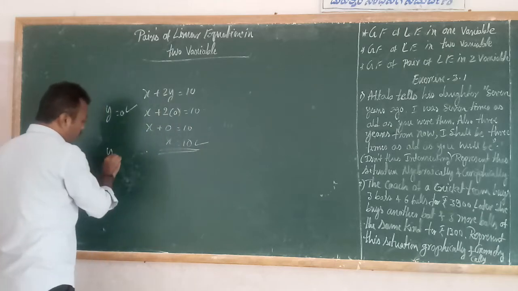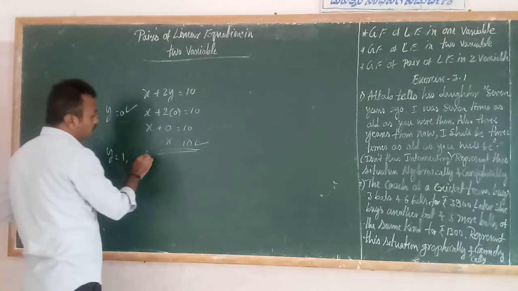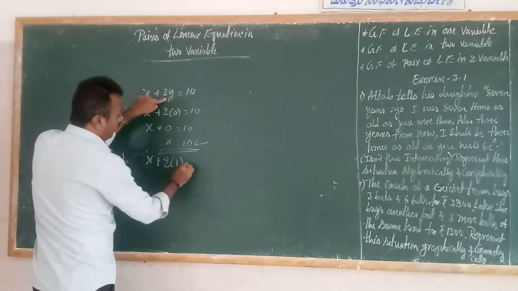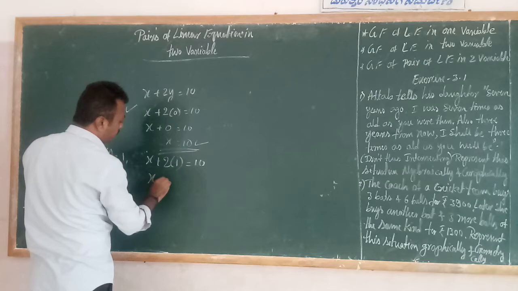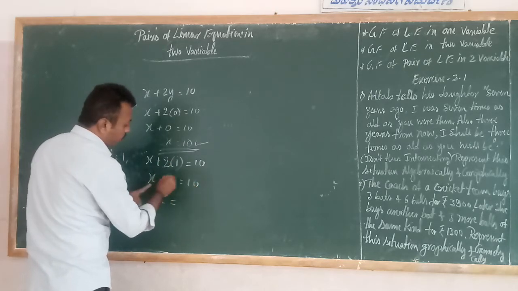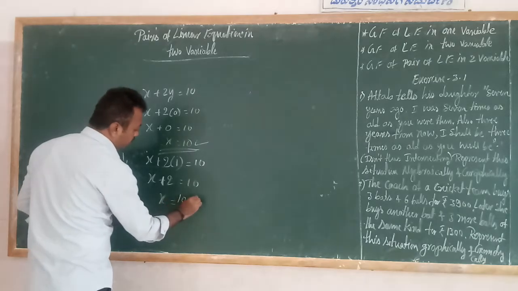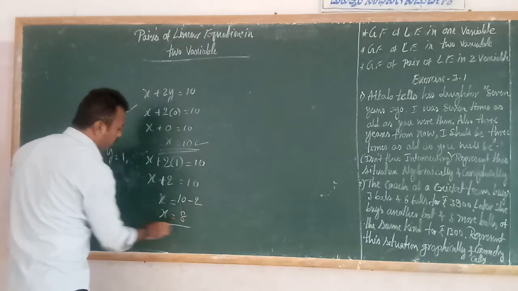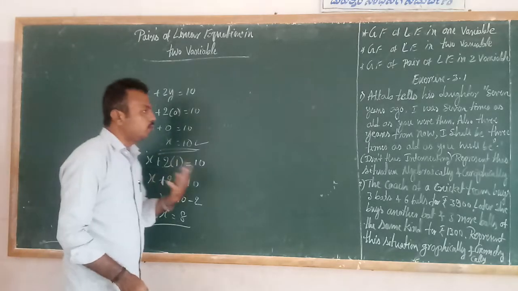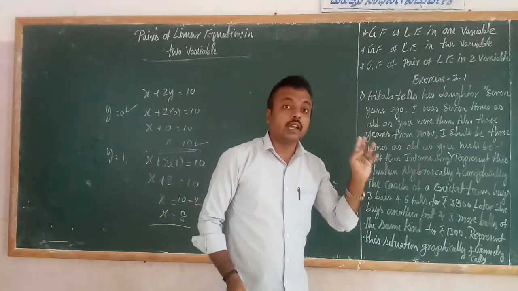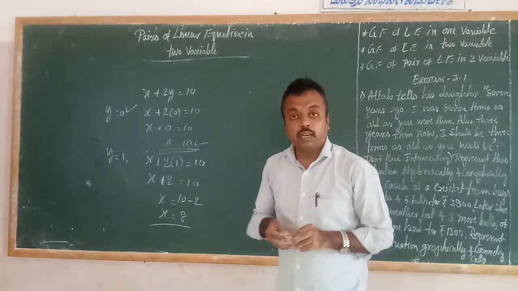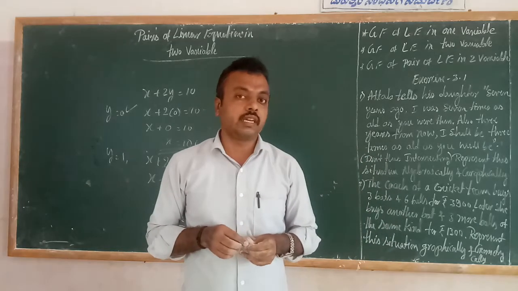Like that, you give y is equal to 1. Then x plus 2 into 1 is equal to 10. Therefore x plus 2 is equal to 10. So 2 you have to send to the RHS, it becomes minus 2, therefore x is equal to 8. When y is equal to 1, x becomes 8. Like that we give y is equal to 2, 3, 4, 5, and you get unlimited values. So linear equations in two variables have an infinite number of solutions.